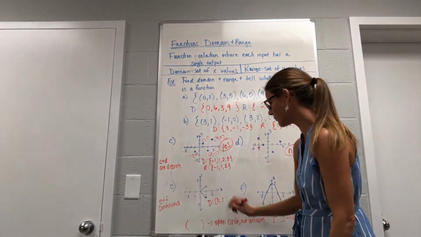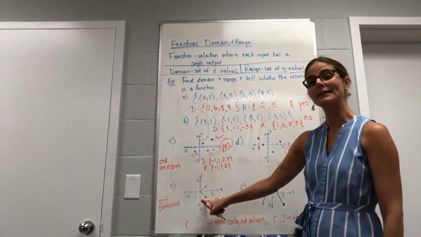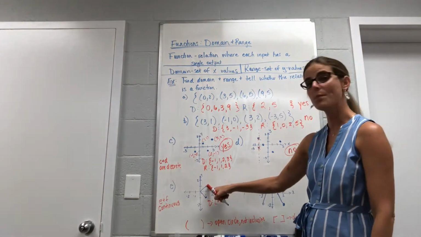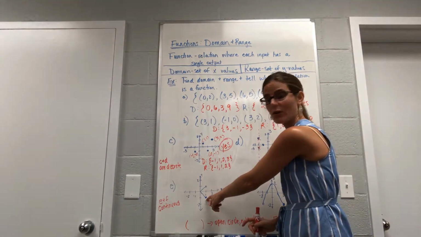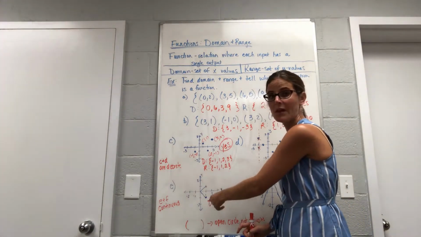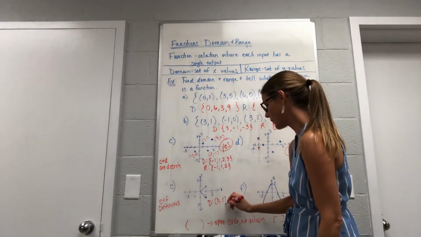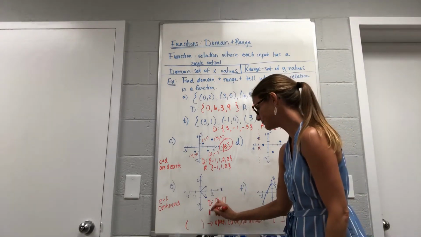So we know that we're stopping at 1. It actually does include 1, even though there's an open circle here. At this point, there is a closed circle, and that's the same x value. So it includes that 1 value, so we are going to use a bracket for that.